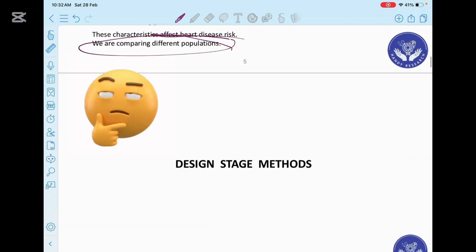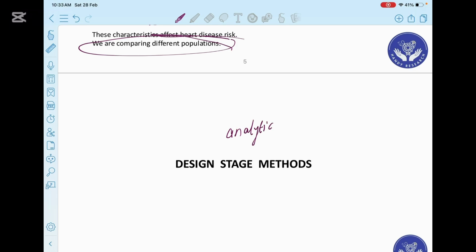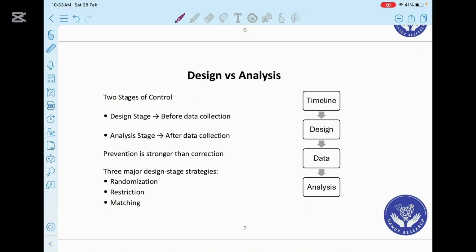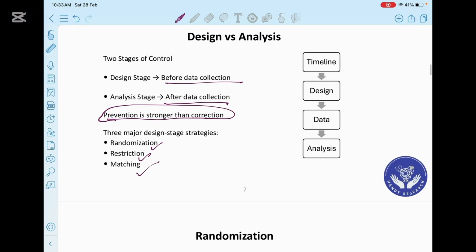So how do we do the adjustment? There are two stages, the design stage and the analytical stage. Design stage methods control confounding before data collection, and analytical stage methods control confounding after data collection. And we know prevention is always stronger than correction. So there are three major design stage strategies: randomization, restriction, and matching. Let us go one by one.